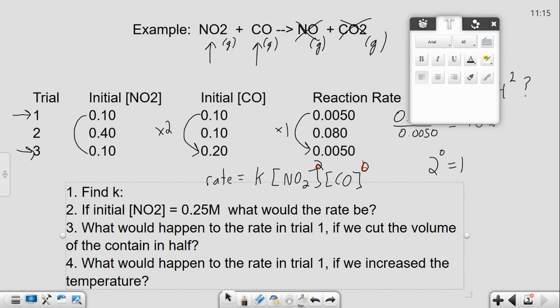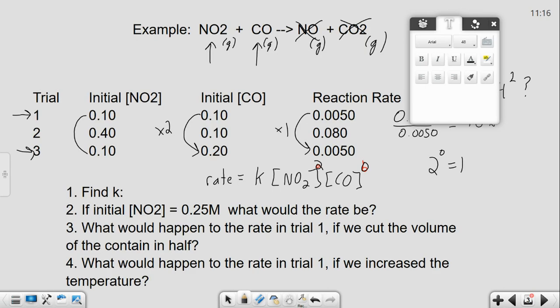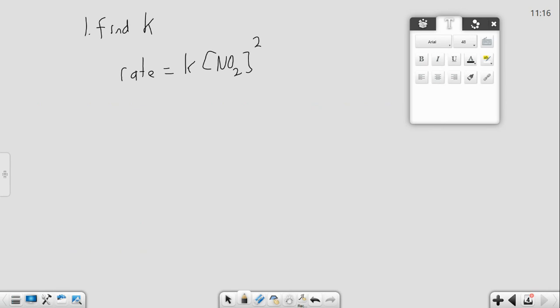So, step 1, find K. All right. So, new page. Let's write out what we know. Our rate law. Rate equals K times nitrogen dioxide squared. And if the other one is to the 0th power, I don't have to write it at all. If this is to the 0th power, you can ignore it because it's just times 1. It doesn't matter what CO is. You're timesing it to the power of 0, which means it's going to be 1. So this whole term can be ignored. Anything to the power of 0 is 1. You don't need it. Which makes our rate law actually pretty simple. It's just nitrogen dioxide squared.